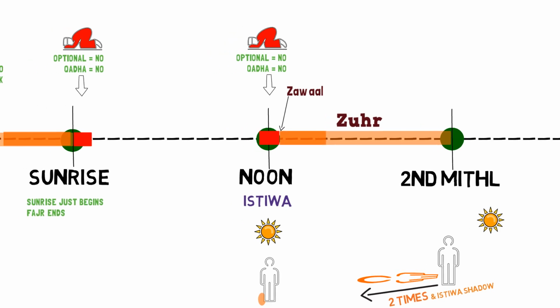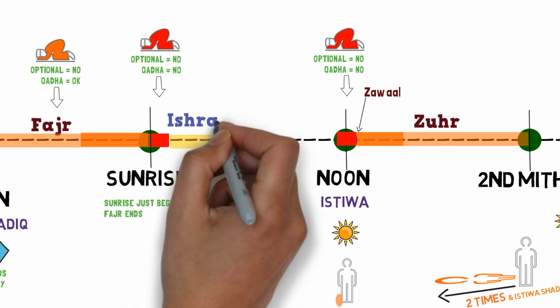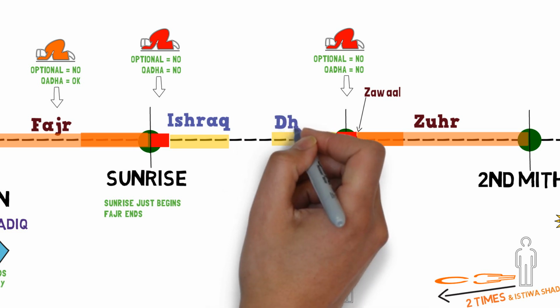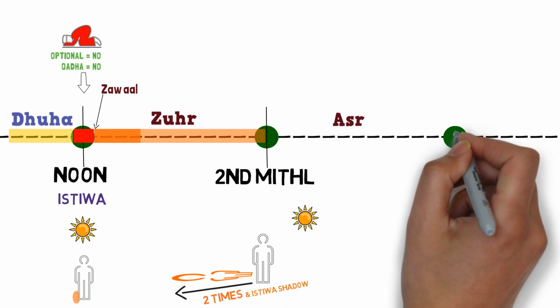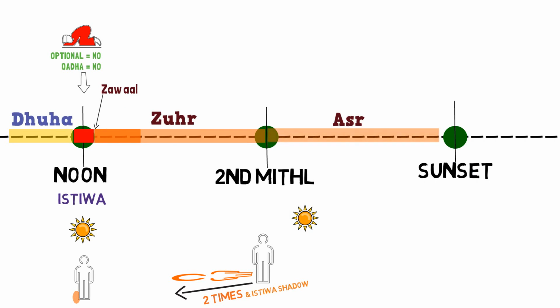Before we go into Asr time, you may want to consider two optional Salah. The first Salah is Ishraq, which is prayed after the Makrooh time of sunrise finishes. The second optional or Nafli Salah is Duha, which is sometimes called Chasht, before the Istiwa Makrooh time. So back to Asr time, it begins after Zuhr time ends, which is the second mithal, and goes all the way up to close to sunset.